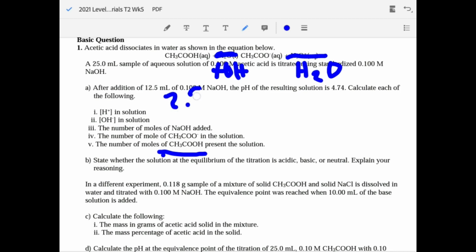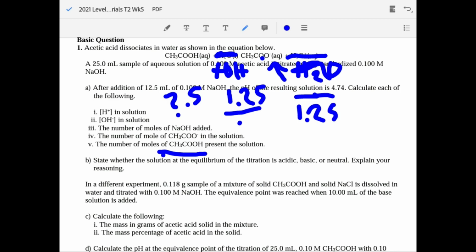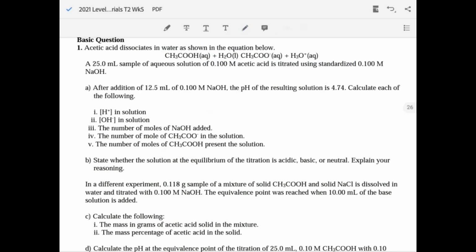So 2.5 millimoles here, 1.25 here, and CH3COO minus, nothing on this one here. Now this OH minus reacts, so you have nothing there, you have 1.25 there, and it becomes 1.25. So number of moles of CH3COO minus is 1.25 from here, CH3COOH 1.25 from here. Since they're equal, this is a half equivalence point, where this base and this acid are equal.